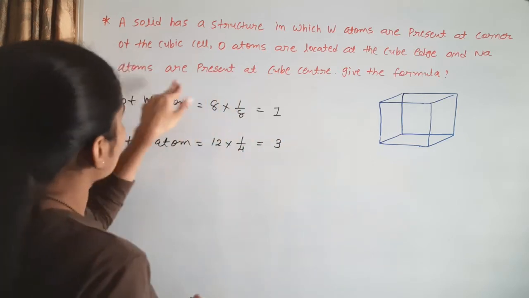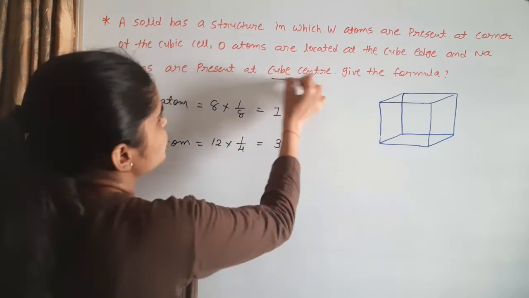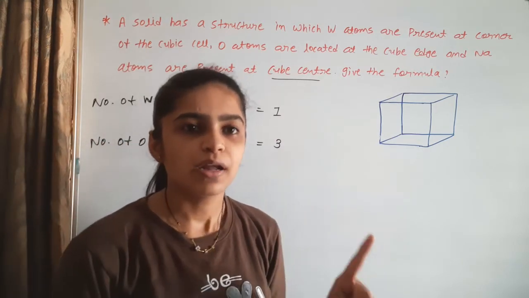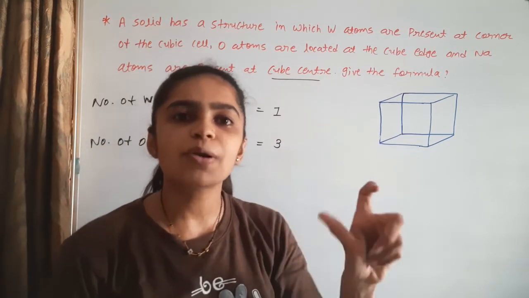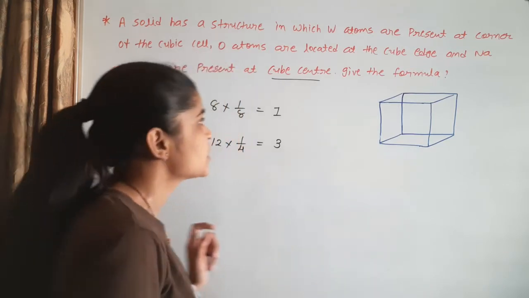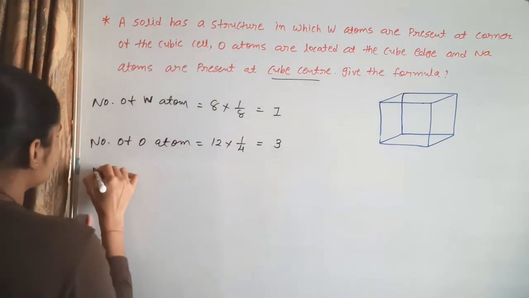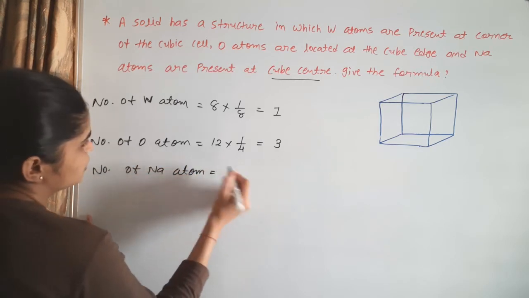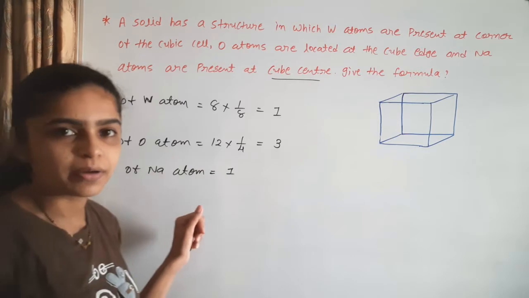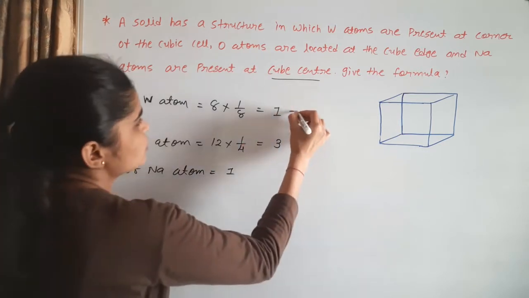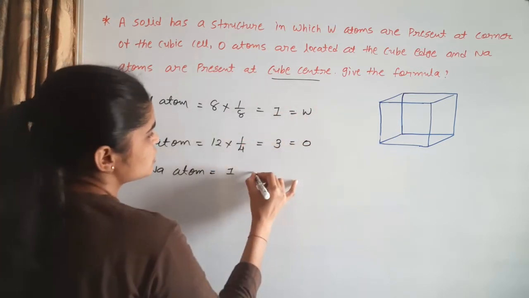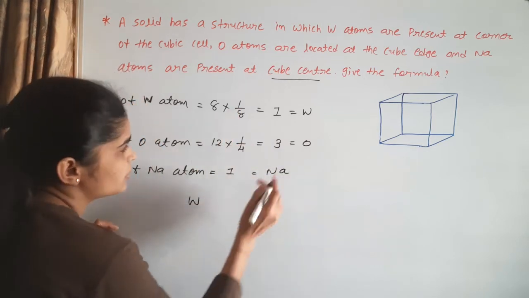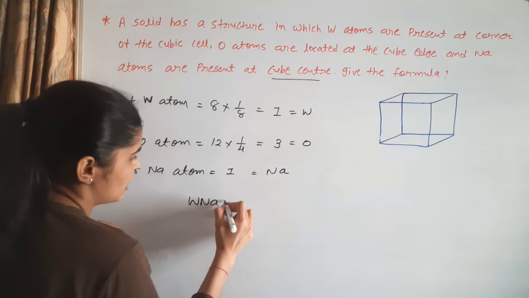Then sodium atoms are present at the cube center. On the cube center there is only 1. The answer is 1 because only one atom is present, with no contribution factor. So the number of sodium atoms is equal to 1. So W is equal to 1, oxygen 3 and sodium 1. Its formula is WNaO3.